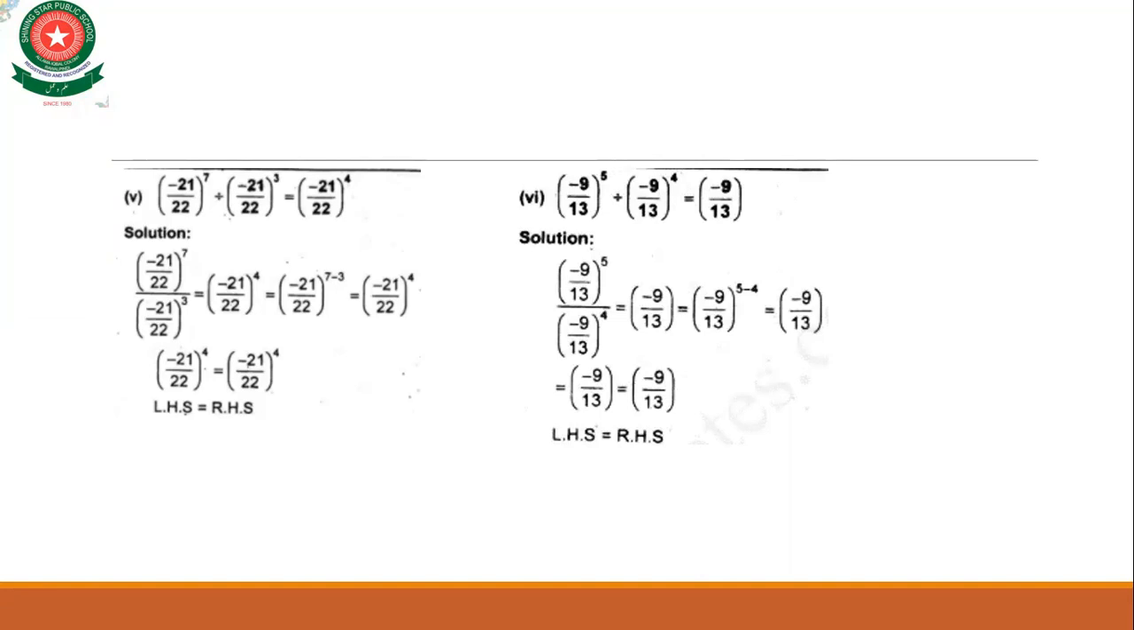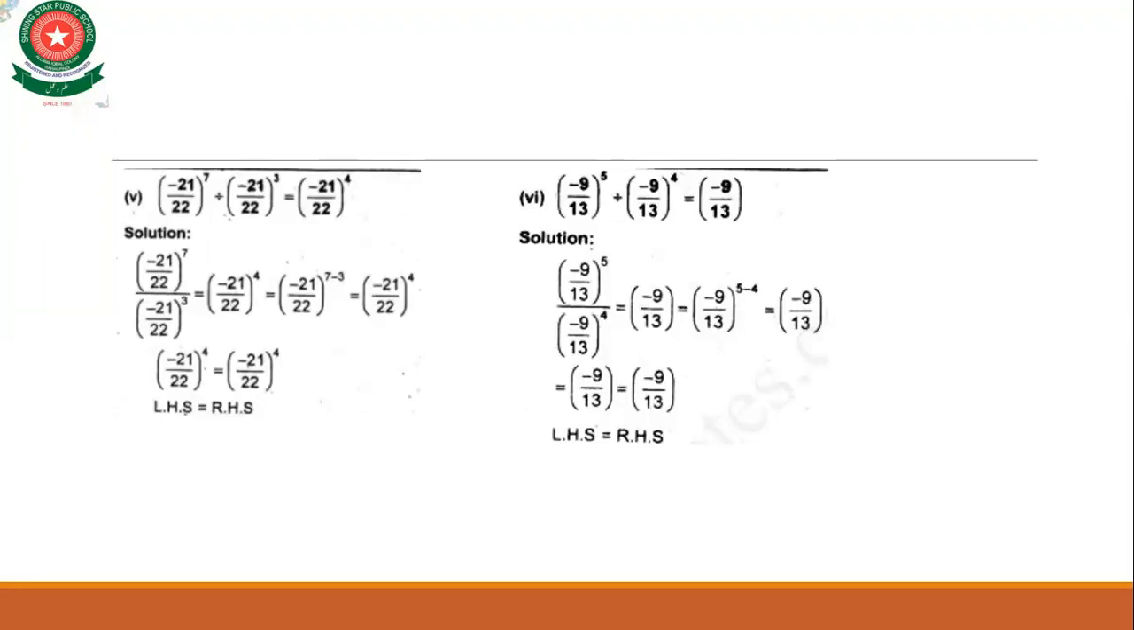The fifth part is minus 21 by 22 power 7 divided by minus 21 by 22 power 3 should be equal to minus 21 over 22 power 4. So here, first of all, we have to write them into the fraction form. Minus 21 over 22 power 7 over minus 21 over 22 power 3, which is equal to right hand side, which is minus 21 over 22 power 4.